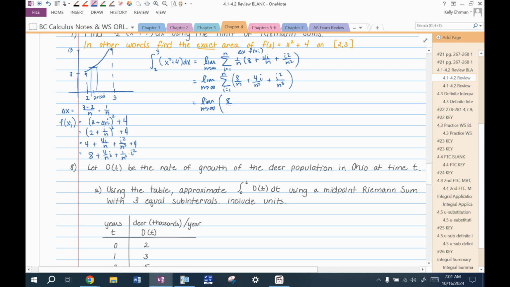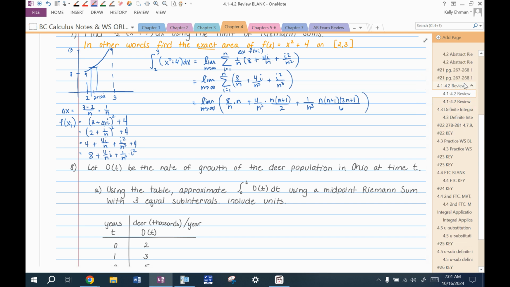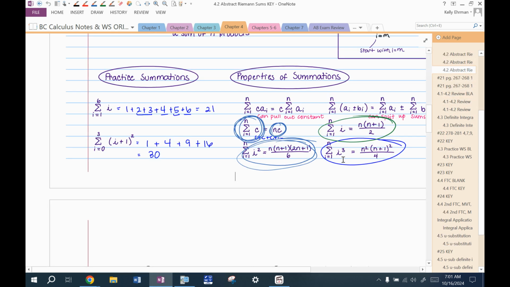So 8 over n times n. And then I have plus 4 over n squared. And again, you can look back at your notes if you want to, but the sum from 1 to n of i will be n times n plus 1 over 2. And then I've got a 1 over n to the third. And the sum of i squared, I believe that's n times n plus 1 times 2n plus 1 all over 6. I'm going to double check that because it's early and I could be making a mistake. What did I say? i squared, n times n plus 1 times 2n plus 1 over 6. I did it right.